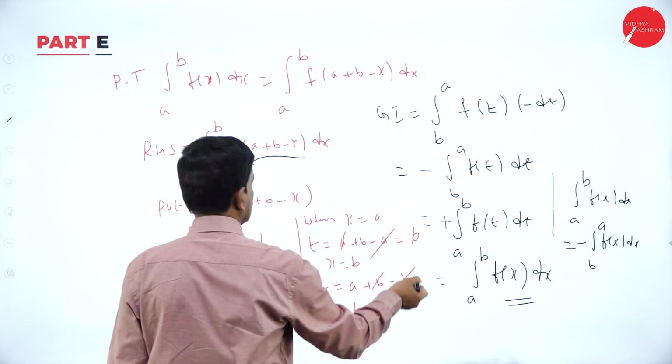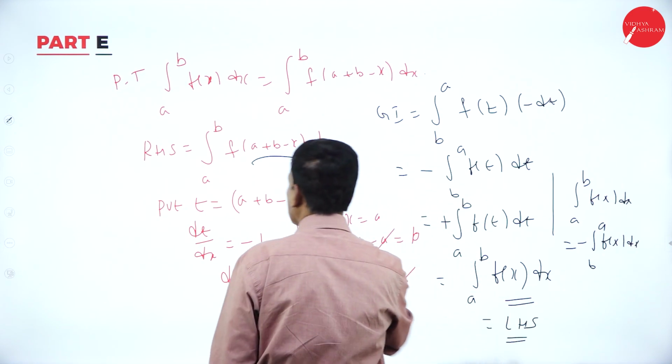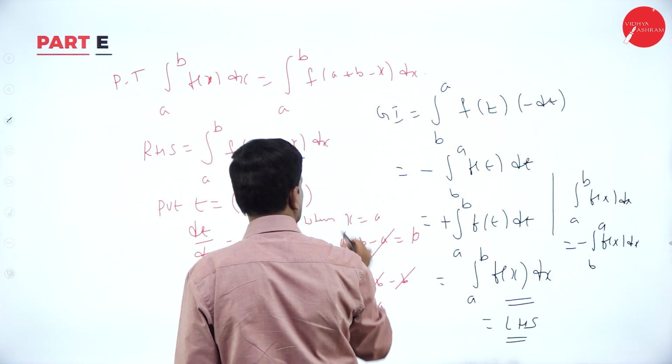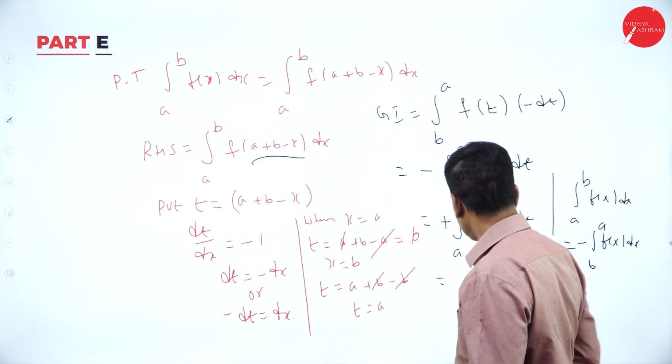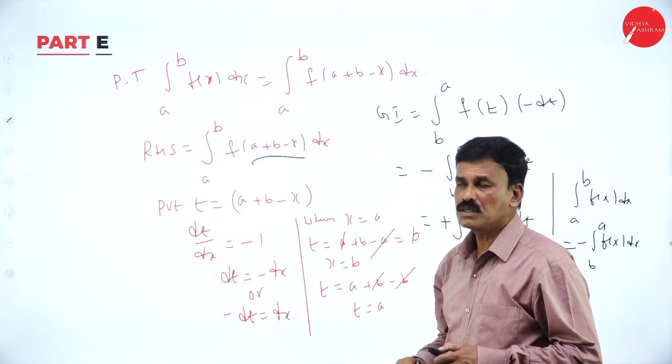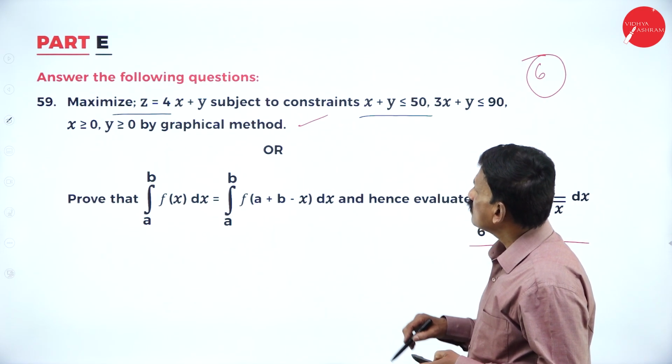So, what is the required answer? Therefore, this is nothing but the given LHS. That means integral a to b f of a plus b minus x dx is also equal to integral a to b f of x dx. This is a very simple concept. Now, by knowing this, there is one more part.